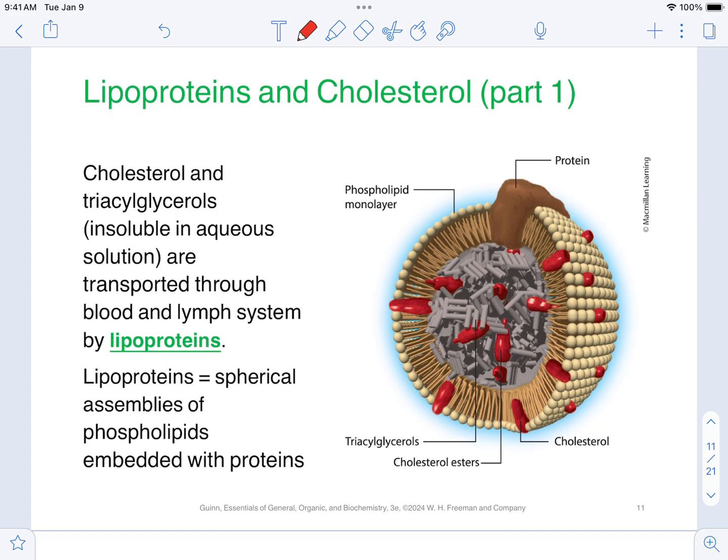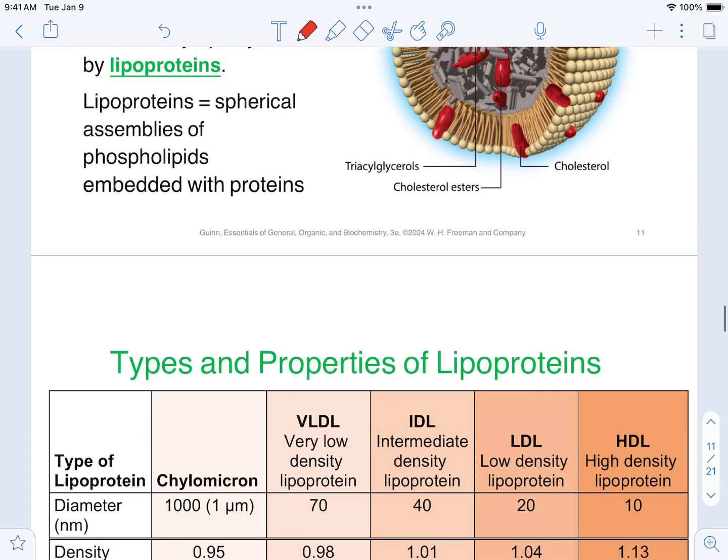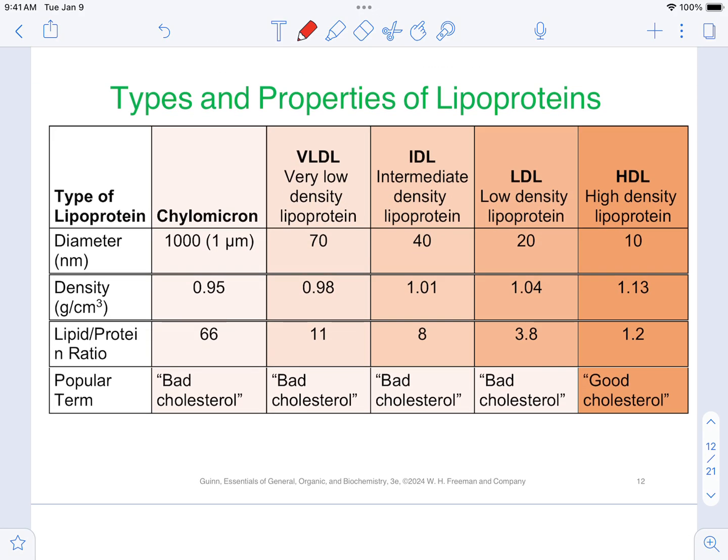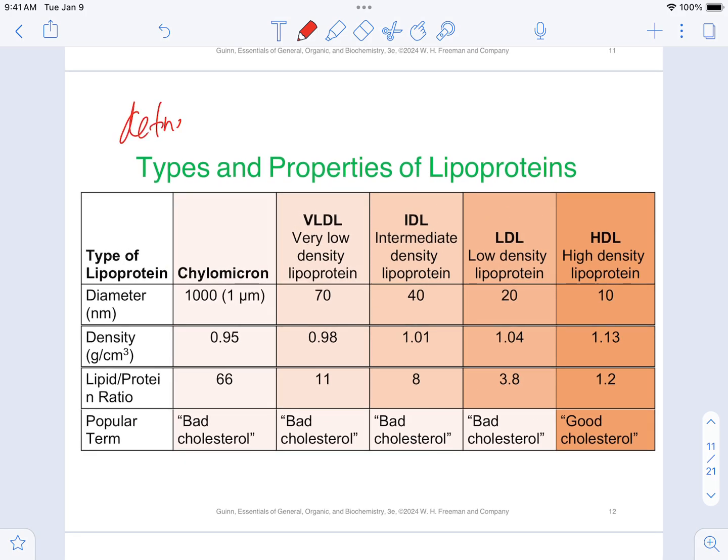Okay, moving on to lipoproteins. Lipoproteins transport insoluble cholesterol and triacylglycerides through the blood. So cholesterol itself will not go through the blood. They need these lipoproteins to help with that. Here are types and properties of different lipoproteins. These are defined by their density. So that is the biggest part to all of this.